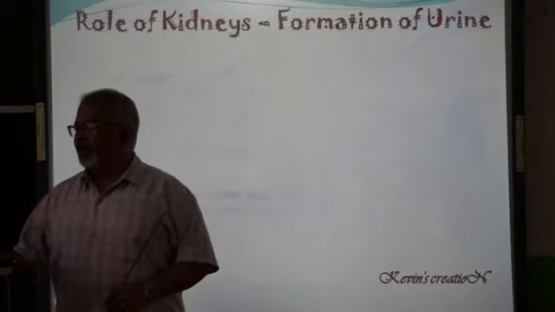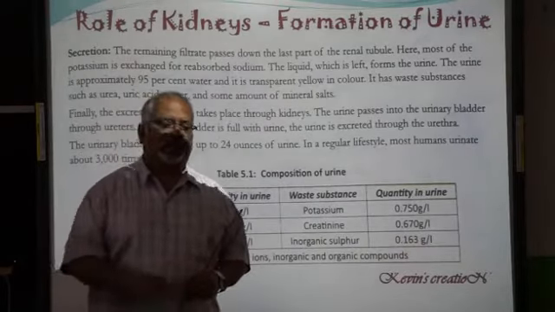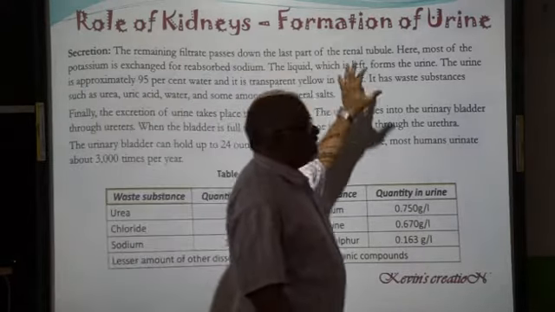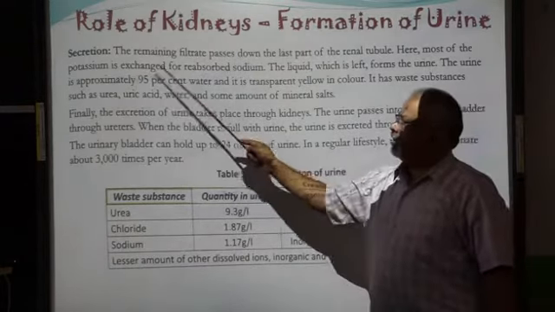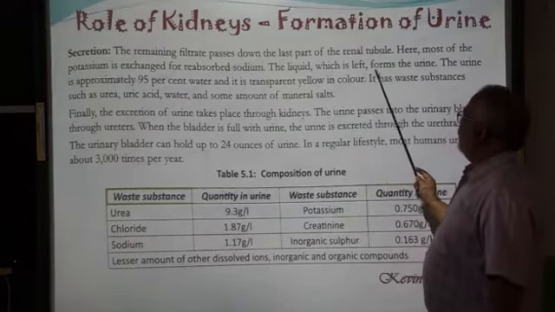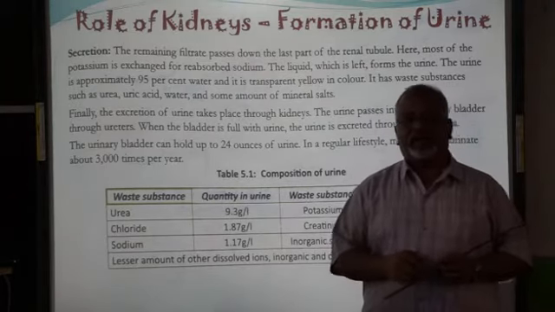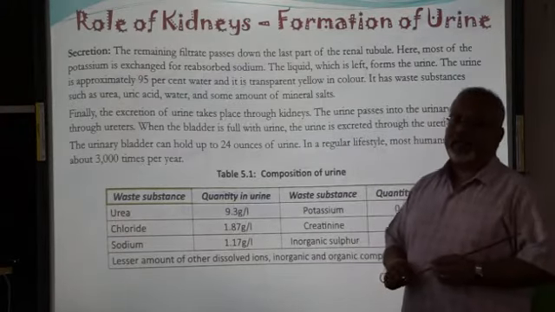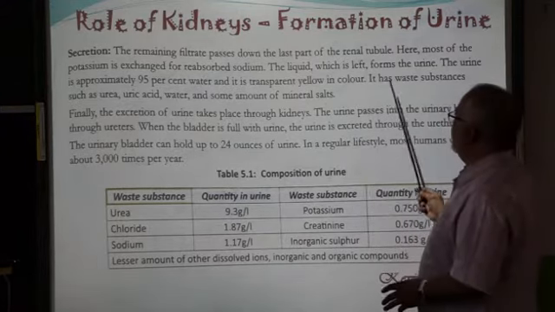The next one and the last one here, the third stage, is secretion. The remaining filtrate passes down to the last part of the renal tubule. Here, most of the potassium is exchanged for reabsorbed sodium. The liquid which is left forms the urine. So till now, whatever was required, that is either reabsorbed or converted and taken back by the body. Now what is left, that is nothing but urine.